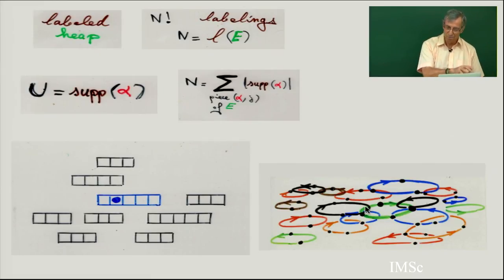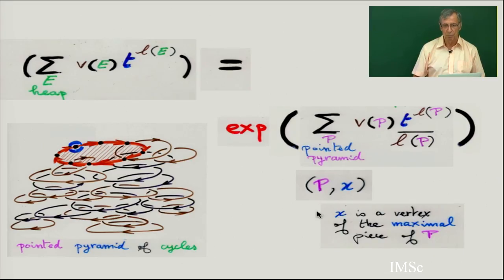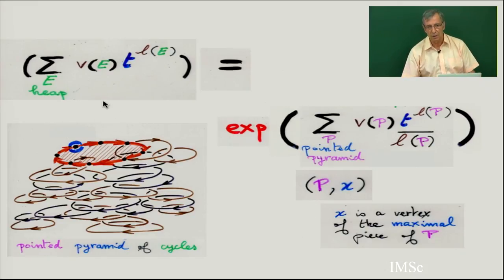Before, in the simple case of the logarithmic lemma, I was putting a label 1 to n for each piece. Now I put a label for each point component of each piece. And then, of course, you can easily see that the generating function of heaps is exponential. Because this is n factorial divided by n factorial, this is n minus 1 divided by n factorial.